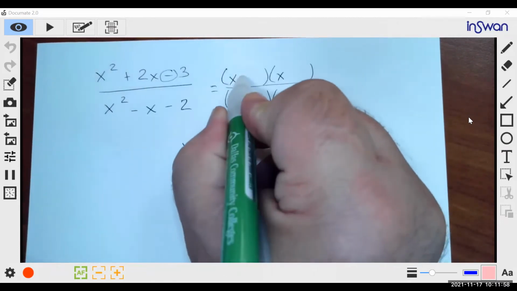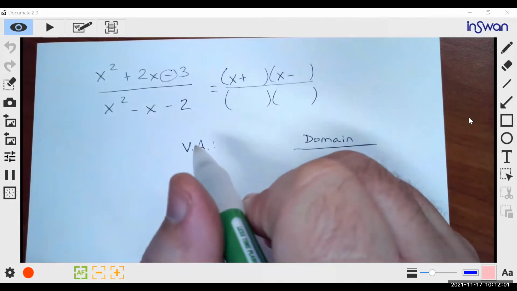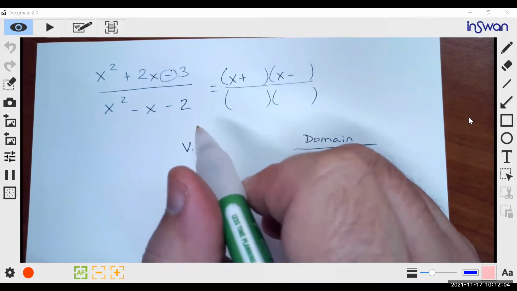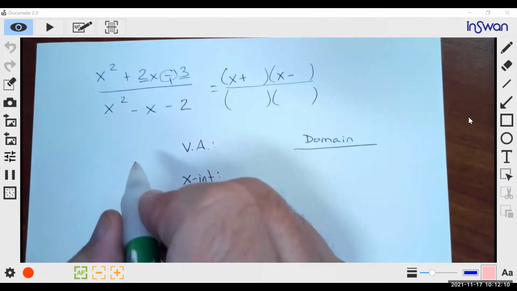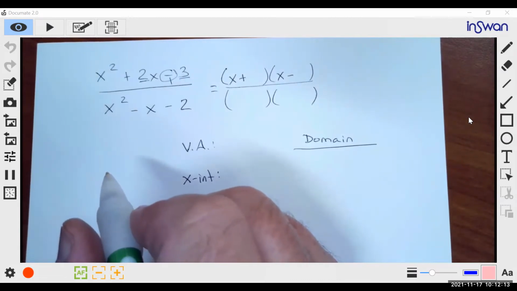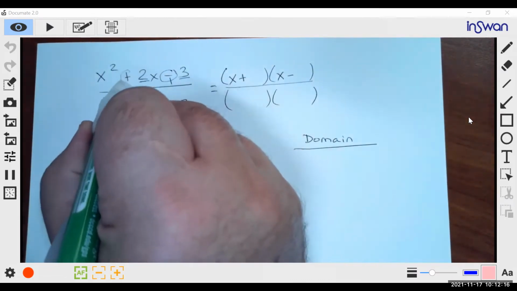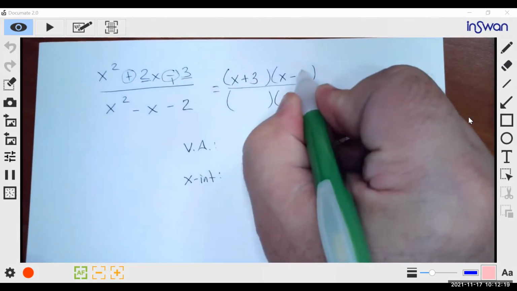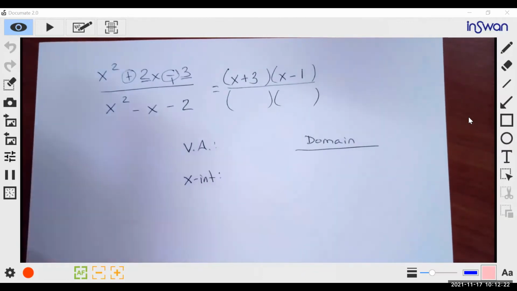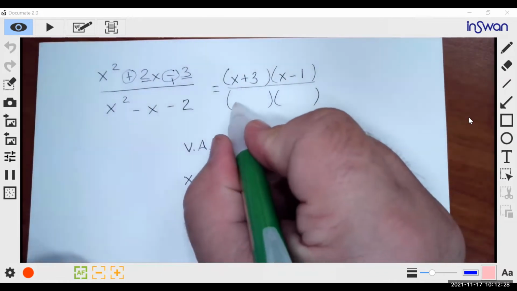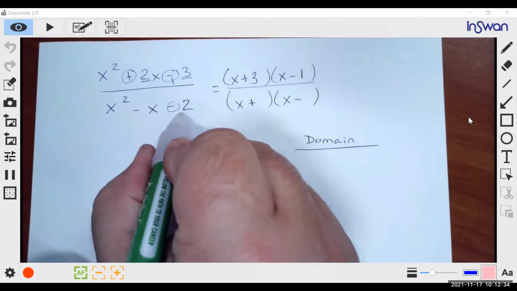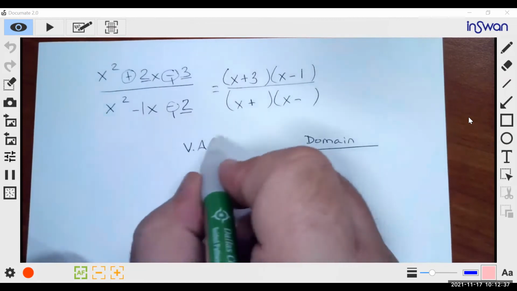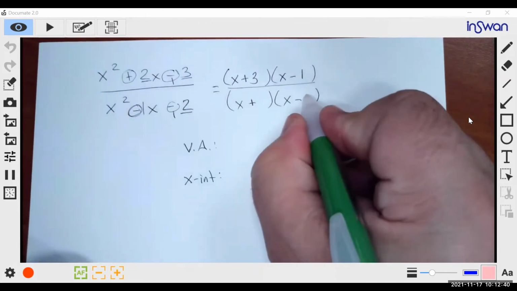Second sign's a minus, so that means opposite signs. What times what is 3? When you subtract them, you get 2. 3 times 1 is 3. 3 minus 1 is 2. So the 3 gets the plus. Again, if you're lost on this, please go back to chapter 2 and review all those notes. On the bottom, the second sign is a minus, so they're opposite signs. What times what is 2? When you subtract them, you get 1. 2 and 1. And the 2 gets the negative.